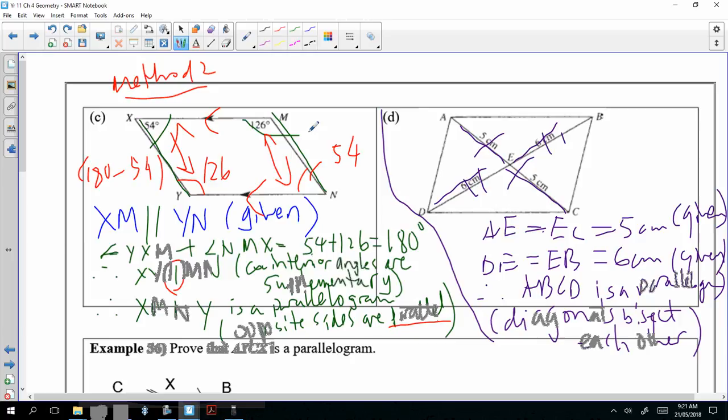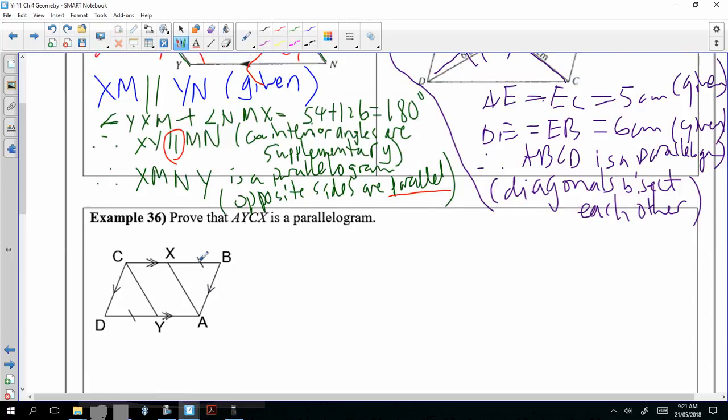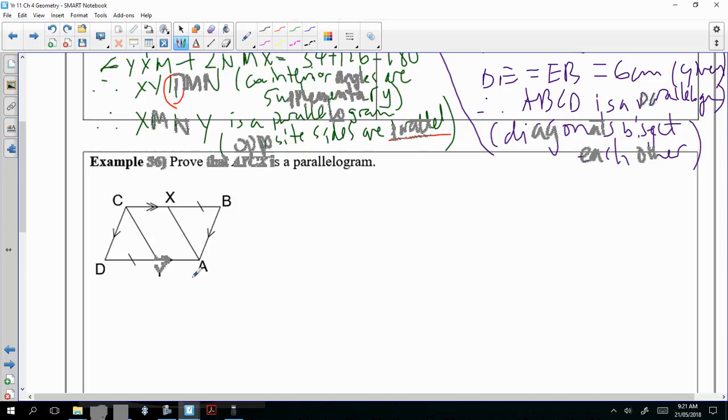Alright, let's do this. Prove AYCX is a parallelogram. How do I prove? Now notice that we already have two sides parallel. We just have to prove these two sides are also equal, or prove these two sides parallel as well. Okay, let's start with the obvious. So prove AYCX is a parallelogram. AYCX is this one, right?